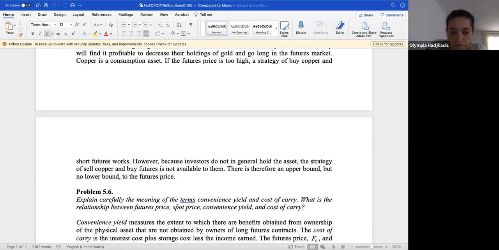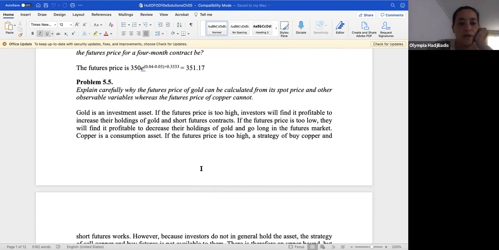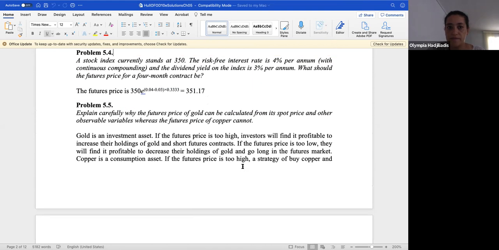So explain carefully. That's the difference between a consumption asset and an investment asset. As we can see, we can go back to the book and recall what is going on there. So we can stop sharing and go back to the book.